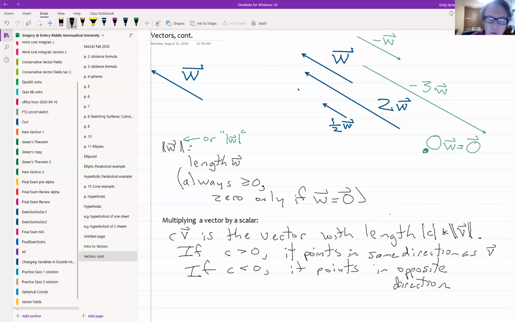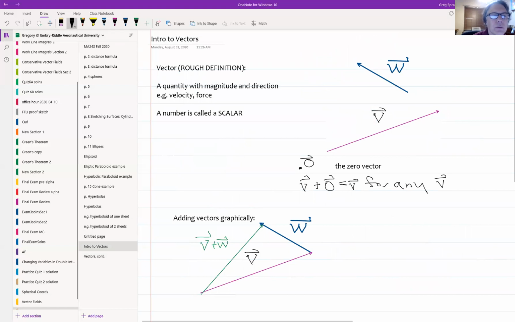Well, what if C is 0? So 0V is always the 0 vector. The 0 vector doesn't have a well-defined direction. So that is one drawback of this rough definition of a vector as a quantity with magnitude and direction. The 0 vector is a vector and it doesn't have a direction. That's one reason that's a rough definition.